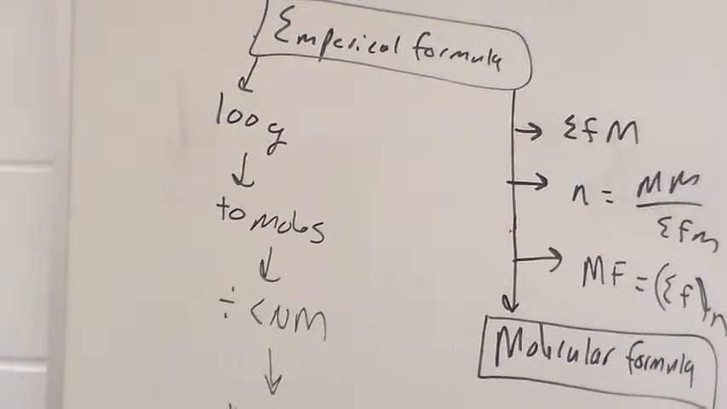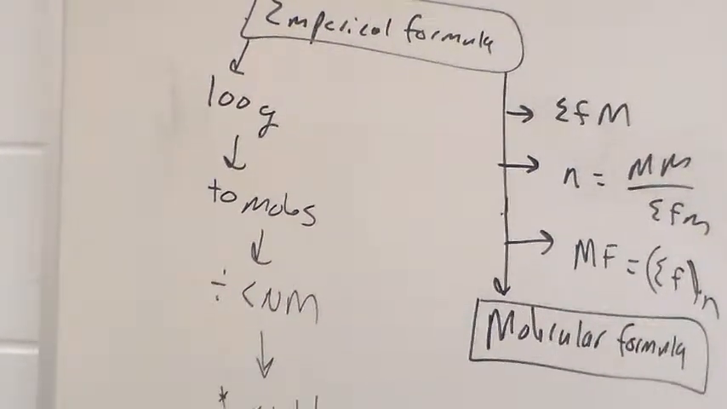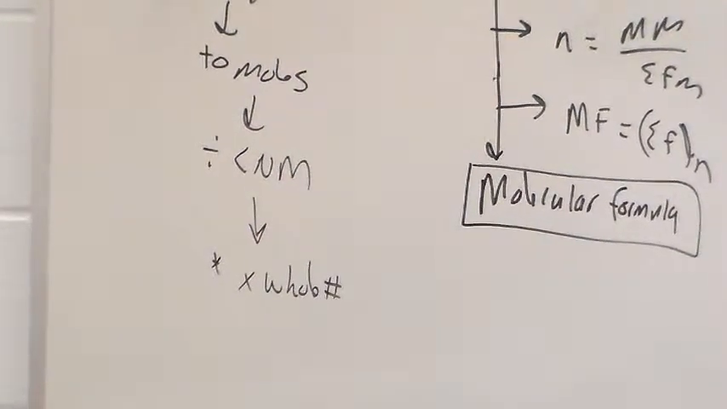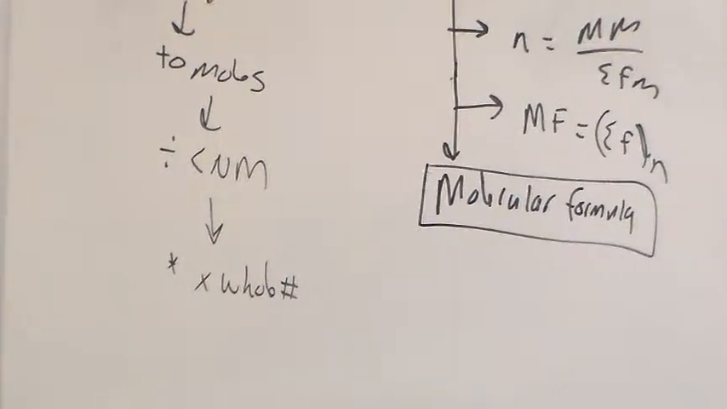Anytime we want to convert to moles, we always divide by the molar mass. Therefore, if we divide by the mass, we will get the number of moles of that particular element. Then we will divide by the least number of moles of all the elements involved. And lastly, the fourth step is to multiply by a whole number if it's needed.